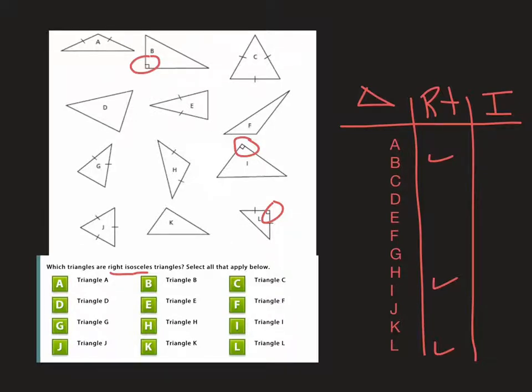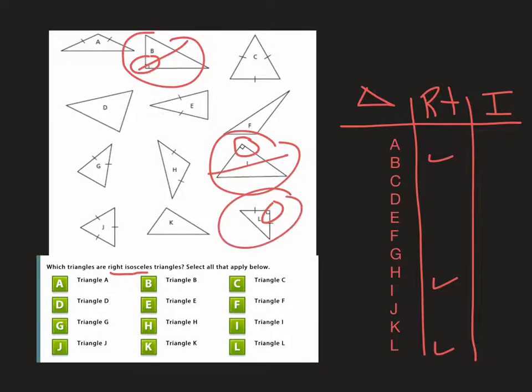If you look at B, you don't see any marks of congruency in B, so that one's out. If you look at I, again, you don't see any marks of congruency on the side, so that's also out. And if you look at L, you see that it is a right triangle and there are 2 marks of congruency. So the only triangle that is right and isosceles is triangle L.